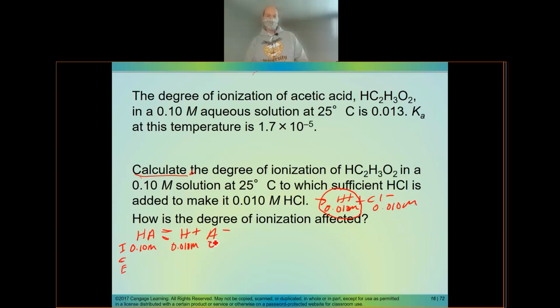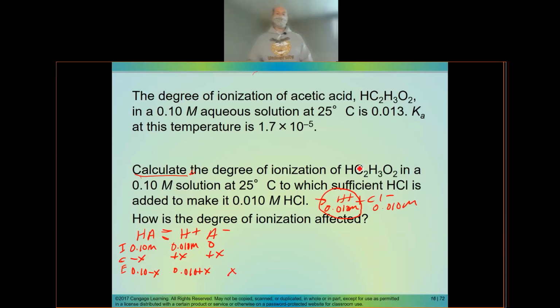A minus, we did not add any A minus. All right, so again, at equilibrium, you can't have a zero. So it has to go to the right to form some A minus. And so minus X, plus X, plus X. At equilibrium, 0.10 minus X, 0.010 plus X, and X.